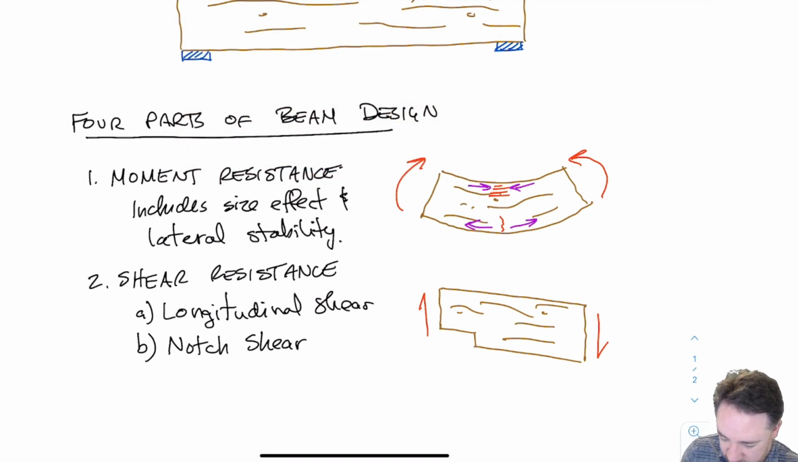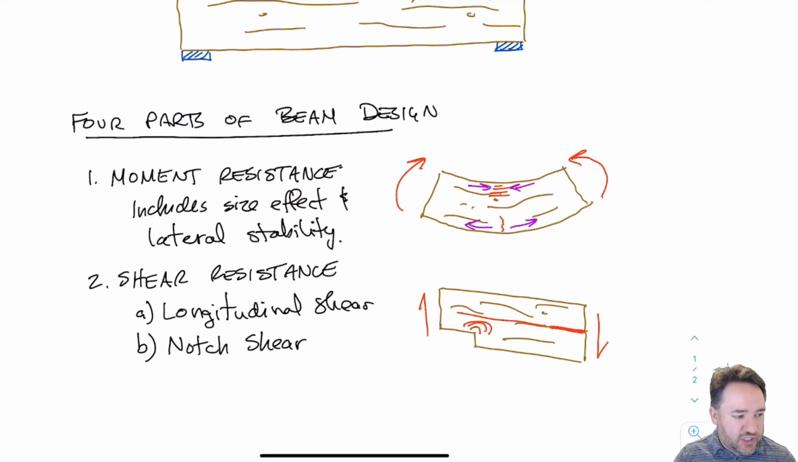So if we're talking about longitudinal shear, we're talking about a failure at the place where we have the highest shear, which typically, if you remember your mechanics, would be in the center of the cross section, and we would have a crack form, and then that crack would propagate through the whole piece of wood, and the piece of wood would fail. For notch shear, what we're talking about is a stress concentration occurring in this reentrant corner notch.